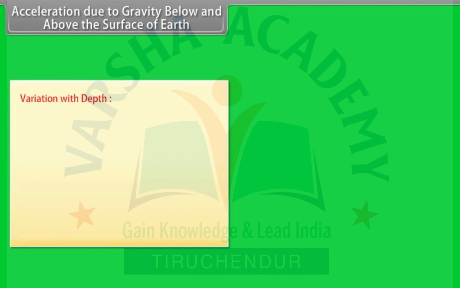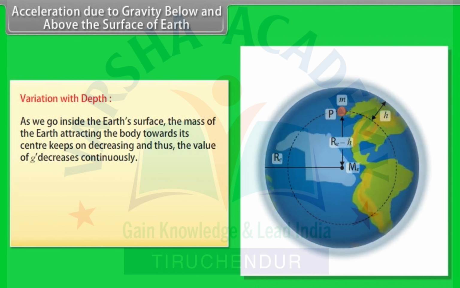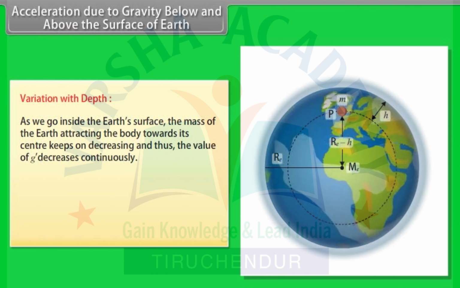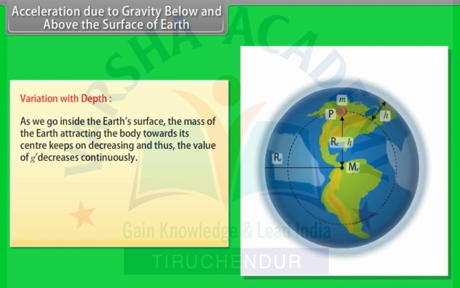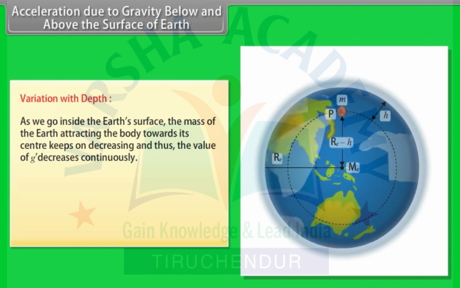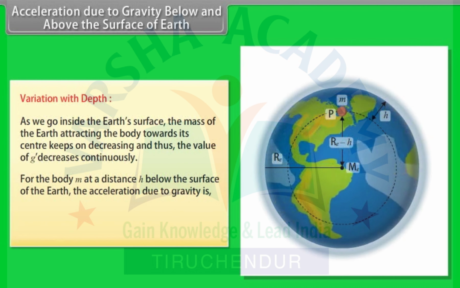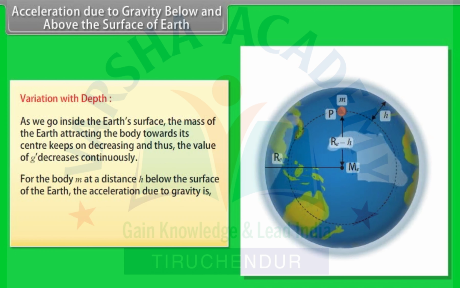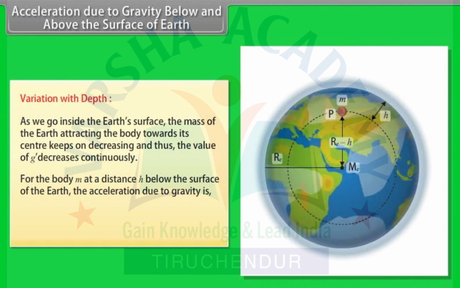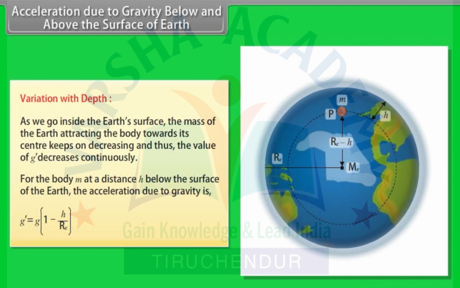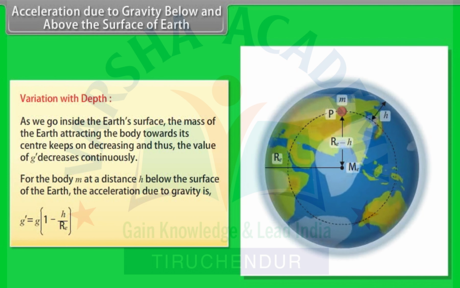Variation with depth. As we go inside the Earth's surface, the mass of the Earth attracting the body towards its center keeps on decreasing and thus the value of g decreases continuously. For the body m at a distance h below the surface of the Earth, the acceleration due to gravity is g dash is equal to g multiplied by 1 minus 2h upon Re.